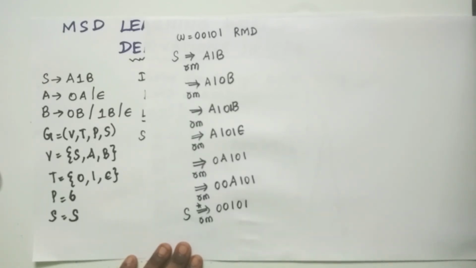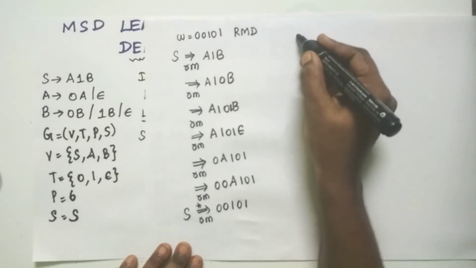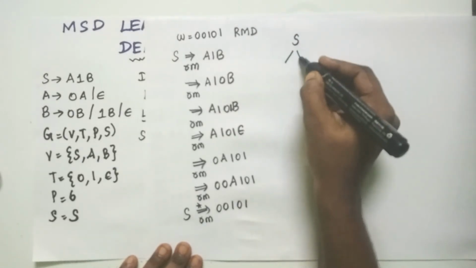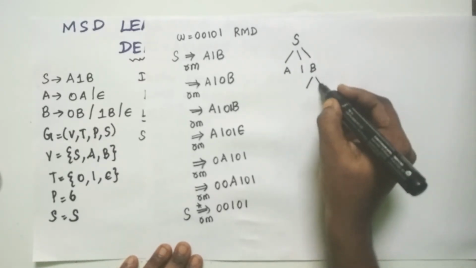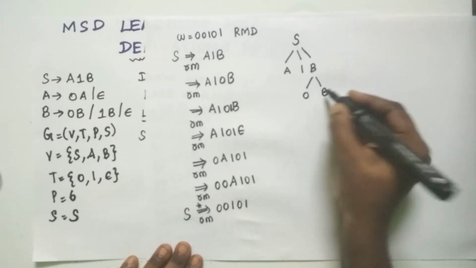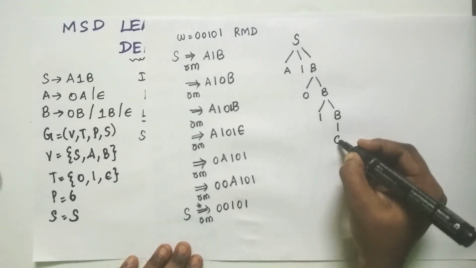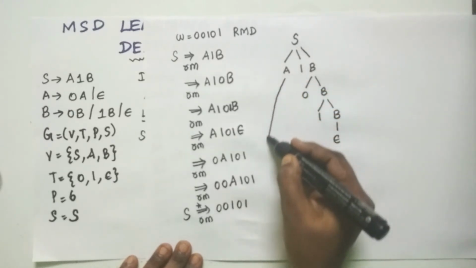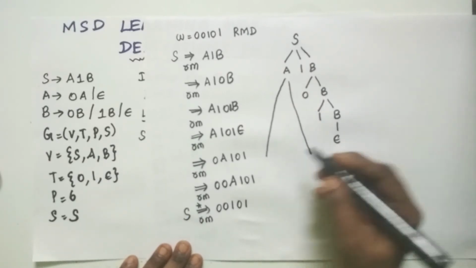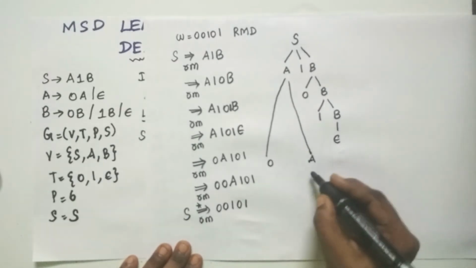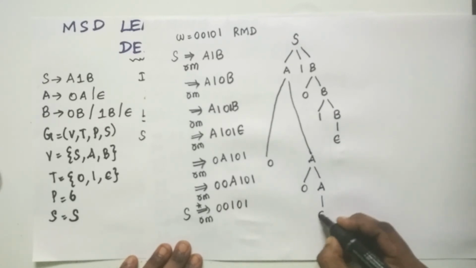So how can you have the derivation tree? The derivation tree can be formed from S, which you have replaced with A, 1 and B, and B is replaced with 0 and B, and again B is replaced with 1 and B, and B is replaced with epsilon. Then you have started deriving the symbols for A. A is replaced with 0A. Then again A is replaced with 0A. Then A is replaced with epsilon.